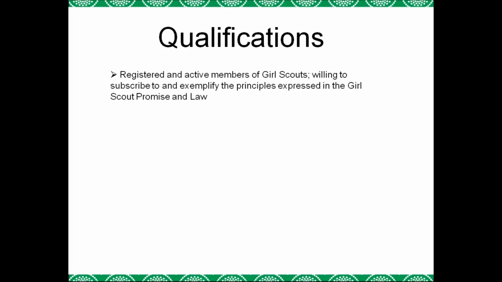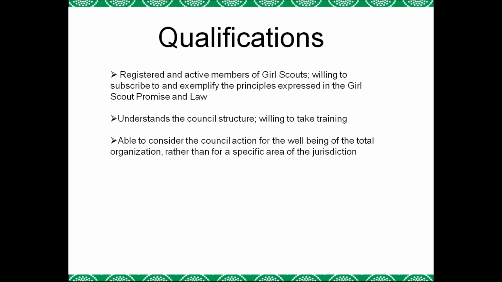Qualifications. You are a registered and active member of the Girl Scouts, willing to subscribe to and amplify the principles expressed in the Girl Scout Promise and Law. You understand the council's structure and are willing to take training, which you're doing now. You are able to consider council as a whole, not just your service unit. It's important to bring service unit concerns to your delegate meeting, but it's equally important to listen and realize when something that affects one area in one way affects other areas differently. Sometimes actions are not the best for all areas.